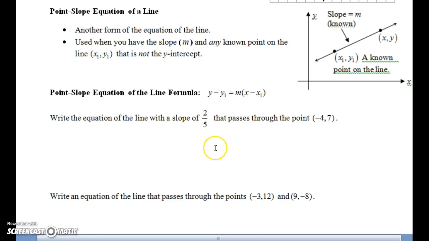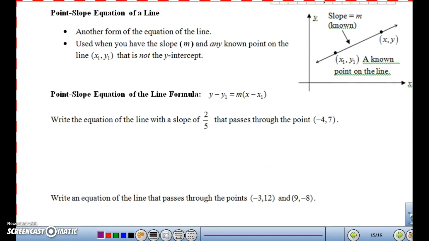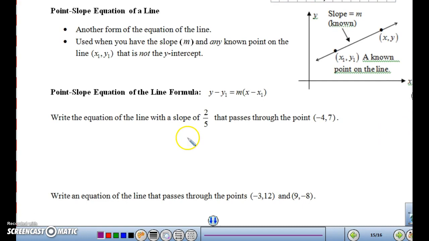Now, there is another form of the equation of the line. It's called the point-slope form, equation of the line. It's just another form that you use, and you use it when you have the slope, which is m, and any point on the line, we call it x1, y1, that is not the y-intercept. So say you just had some random line that you didn't know where it crossed the y-axis. You could use this formula to find what the equation of the line is.